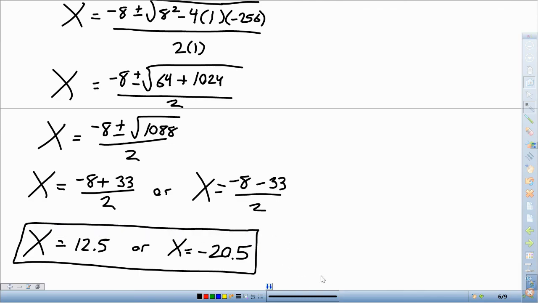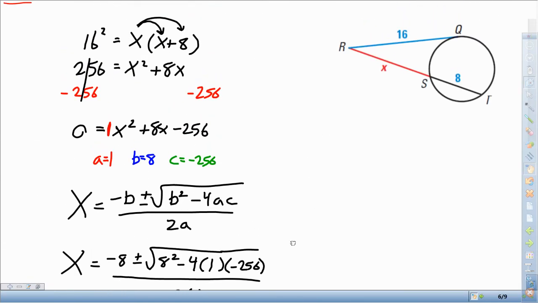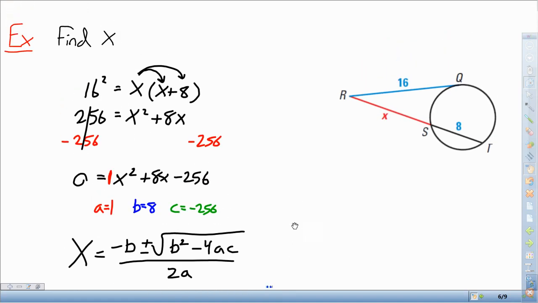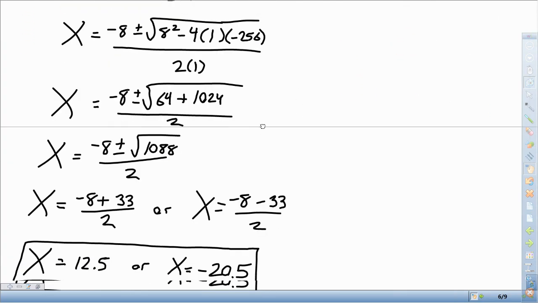So that was nuts, right? I wanted you guys to see this because it's a possible type of problem that you can get here. But just know this only happens when your variable is on the outside of your secant line, which will potentially happen. It won't happen a lot because these problems are so long, but it is a possibility.